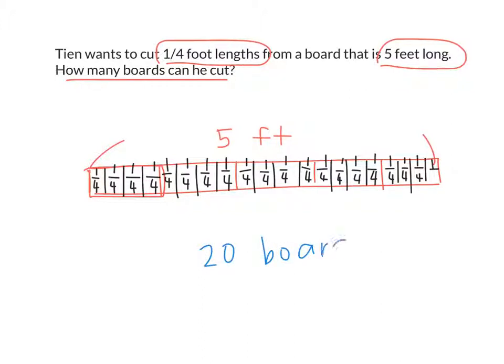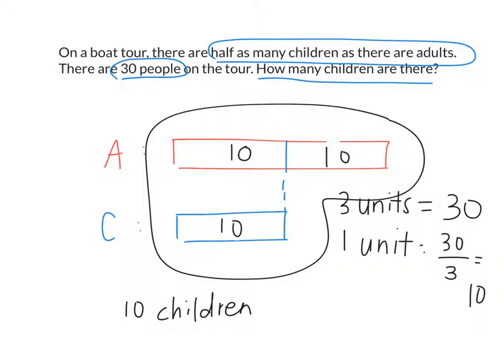Now let's talk about what math equation we did there. How much wood did we have all together? 5 feet. We want to divide them up into what sized pieces? 1/4. And so how many could we make all together? 20. So again, we're using pictures to show how we divide a whole number by a unit fraction to get the quotient.